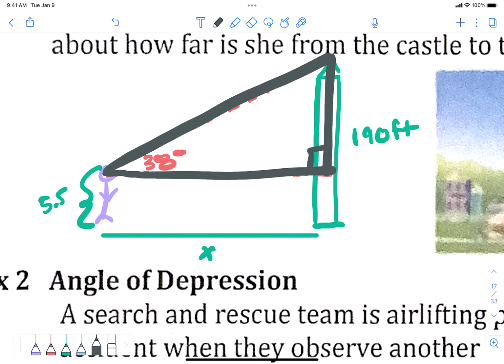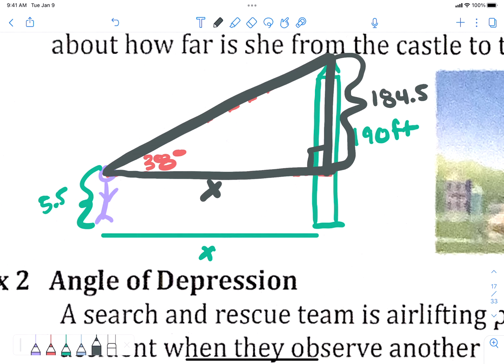There's my 90-degree angle. And we're trying to find this x right here at the bottom. This side, we're going to use that side, but it is not 190 feet. We would subtract the 5.5. So 190 minus 5.5 is 184.5. That's the amount that we're going to use. So they throw some kind of tricky things in there, so you have to be careful of that. And that's what we have.